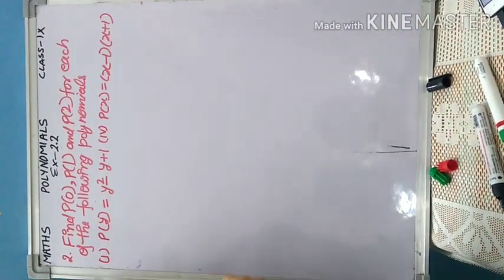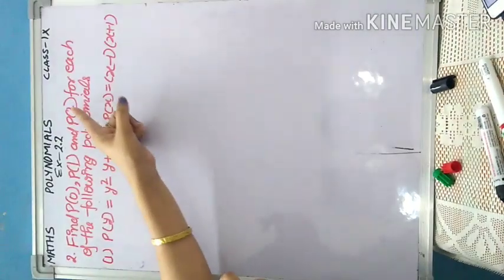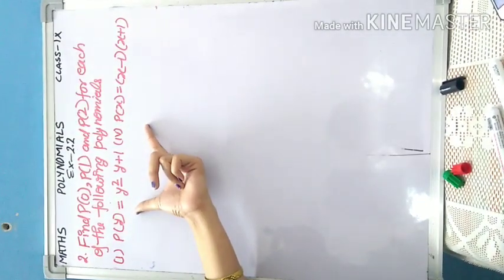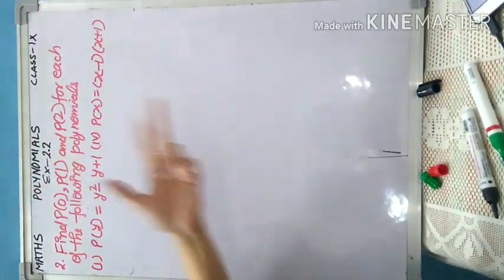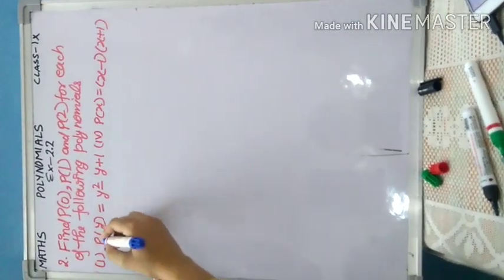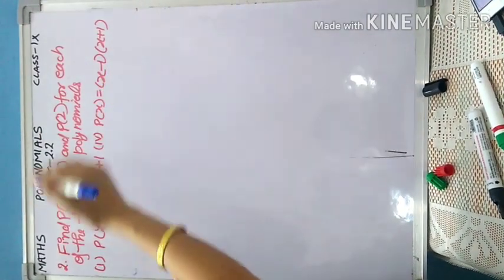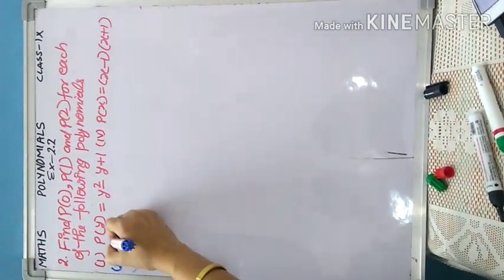Now, let's see question number 2. Find P0, P1 and P2 for each of the following polynomials. There are 4 parts given. I am solving 2 for you here and 2 you will be solving. Okay, see, here it is given Py and here it is given Px. What is meant by this P0 for the first part? Okay, I am taking this first part first.